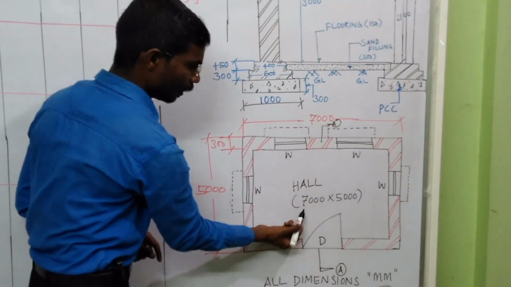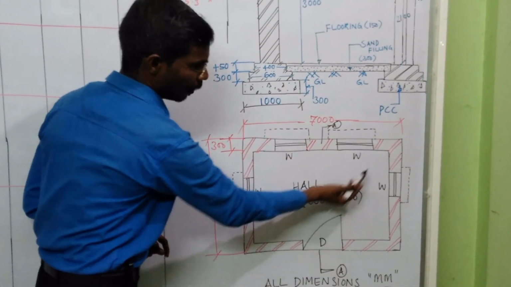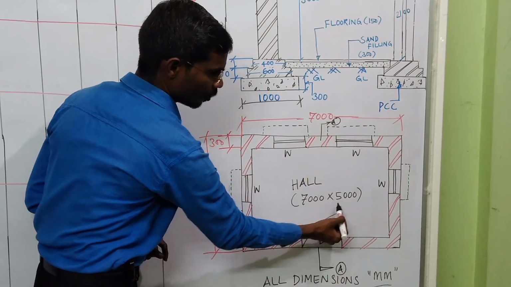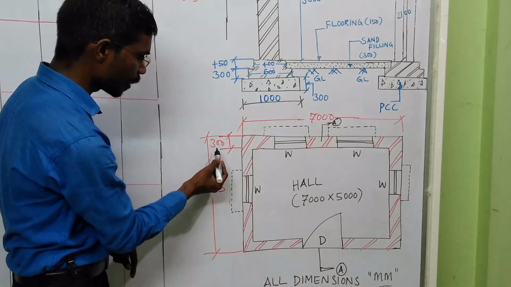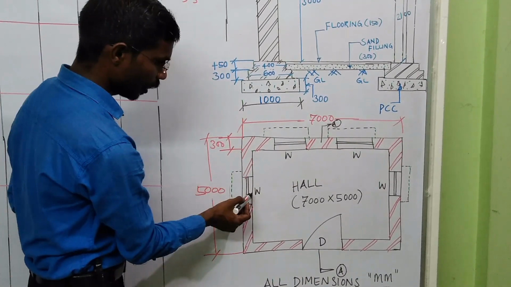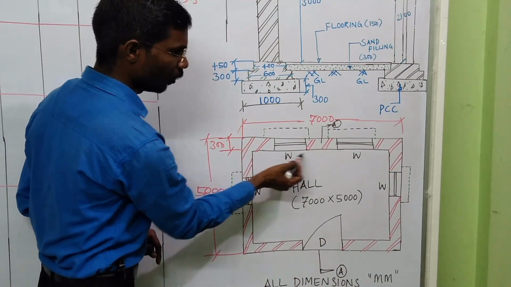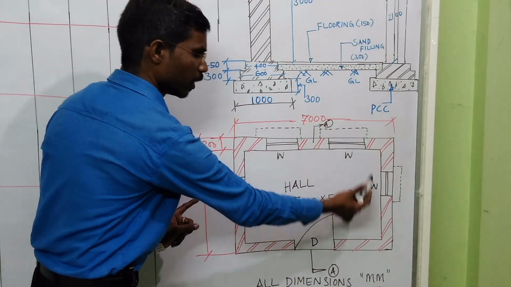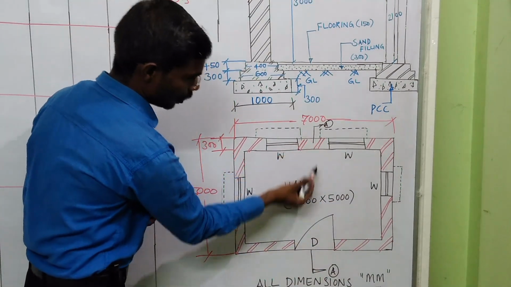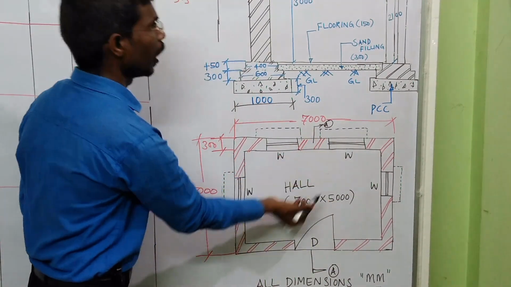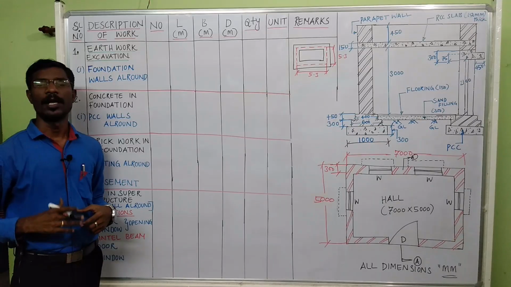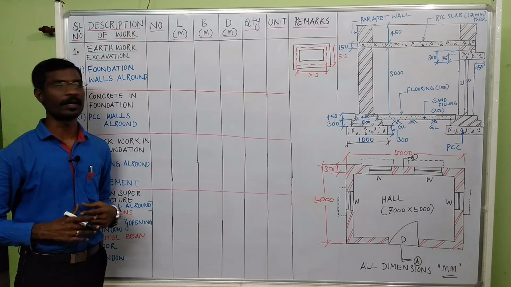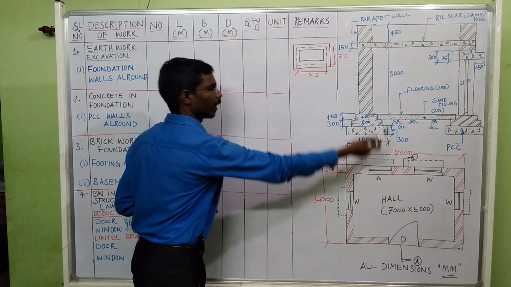So the length of the building is given as 7000 mm. The breadth of the building is given as 5000 mm. All the wall thicknesses are 300 mm. So here one window, here one window, here one, here another window, and one door. So this is the arrangement of the plan. They have taken section A here and projected the section here. Now we will calculate the quantities for the different items of work for the given plan.